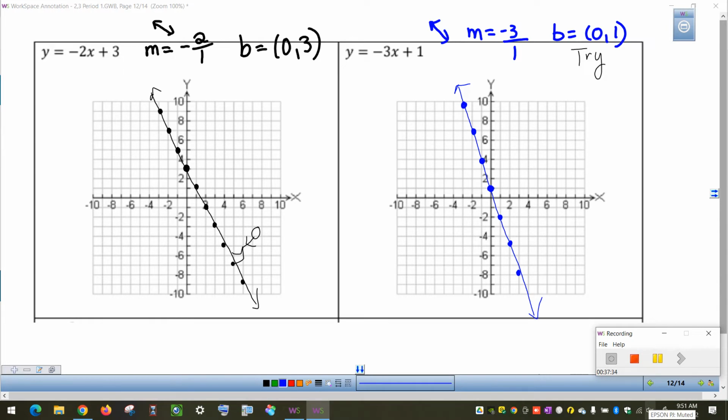All right, so a few slight differences on this one. This one has a y-intercept of +1, so we're going to be starting here. The slope is -3 over 1, so it's still going to look like a negative slope.